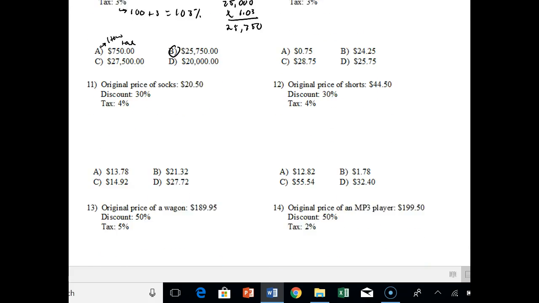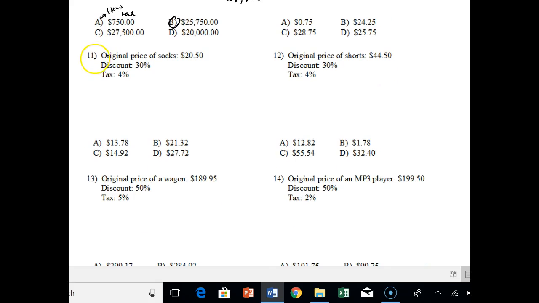So, all right, now on to the tricky ones. For number 11, you have to do the discount first and then the tax. So the discount we know is 100 minus 30, which is 70%, right? So I'm going to do 2050 times 0.70, and that's going to give me my discount. So 2050 times 0.70 gives me 1435. So after my sale, I should have to pay $14.35, but now I got to pay my tax.